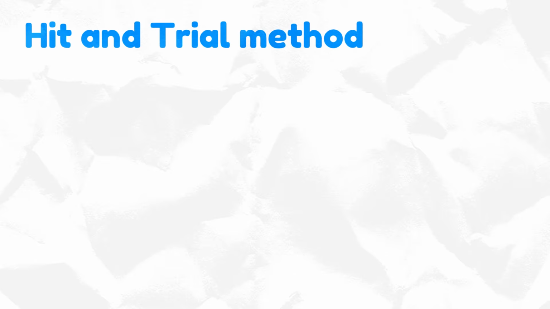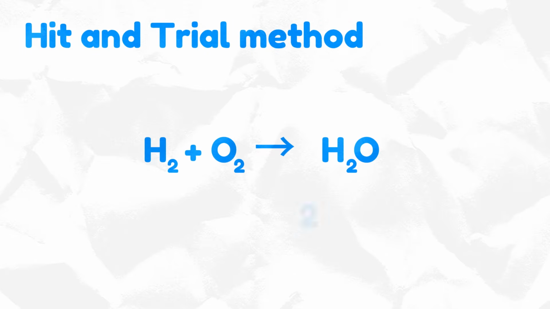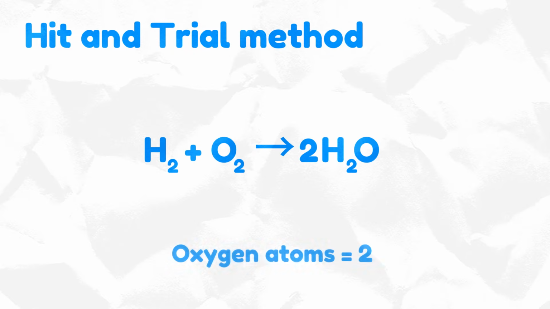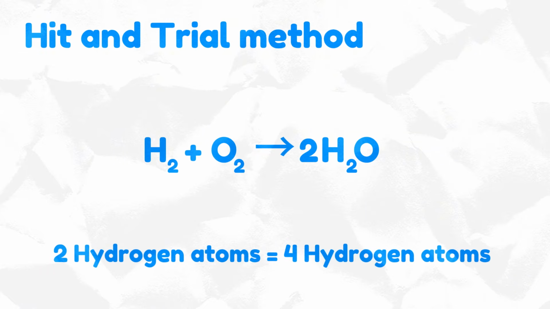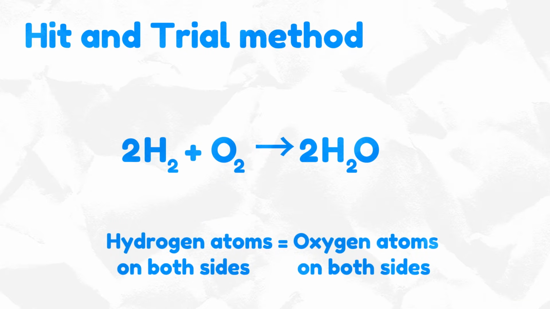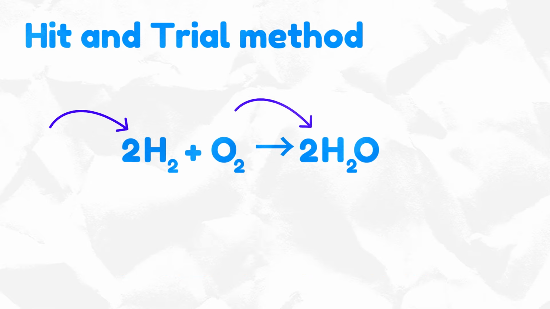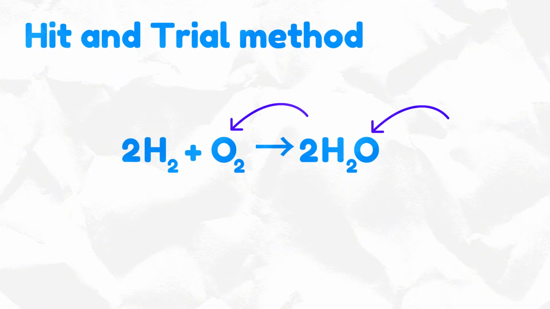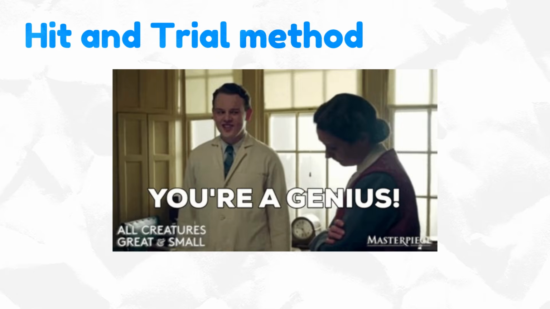Now, how do we balance the chemical equation? Let's apply the hit and trial method. If we place a coefficient of 2 in front of H2O and check the equation, the oxygen atoms on both sides of the equation are equal, that is 2, but hydrogen atoms are now unbalanced. We have 4 hydrogens on the right and 2 on the left, so to balance the hydrogen, we put another coefficient of 2 in front of H2 on the left, and now you see, hydrogen and oxygen atoms are equal on both sides. Because we have 4 hydrogen atoms on the left and 4 hydrogen atoms on the right, similarly, we have 2 oxygen atoms on the left and 2 oxygen atoms on the right. This equation is now balanced.